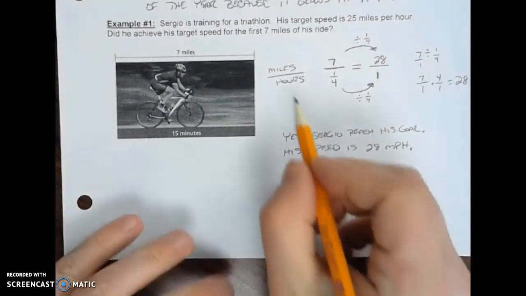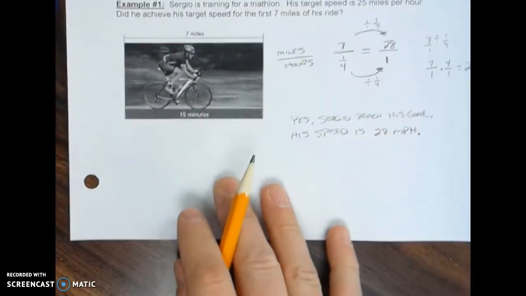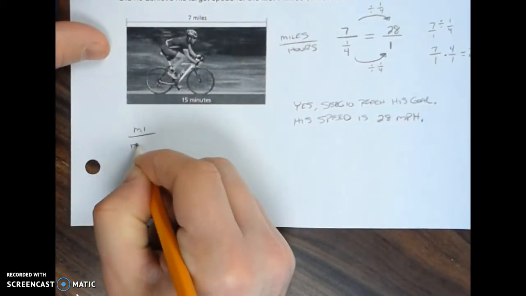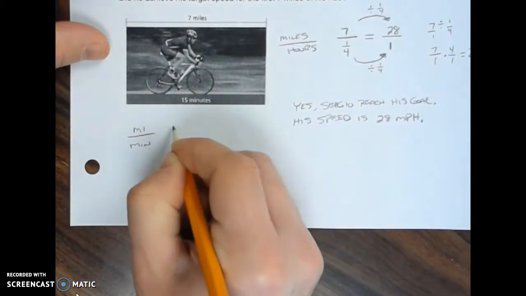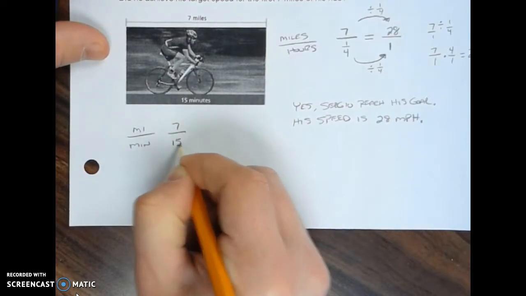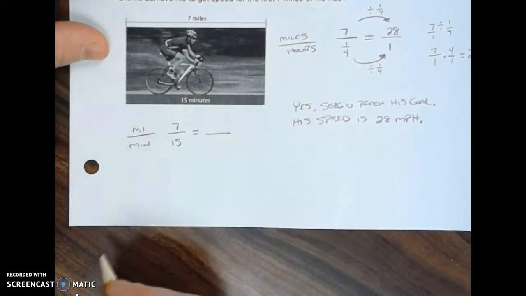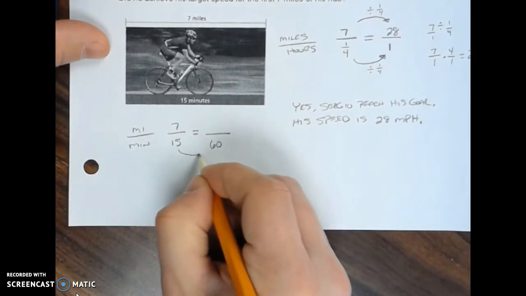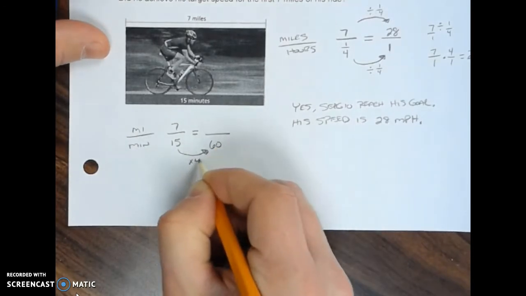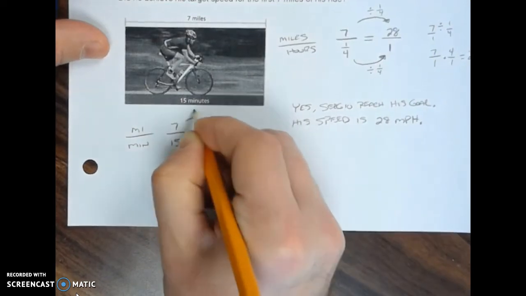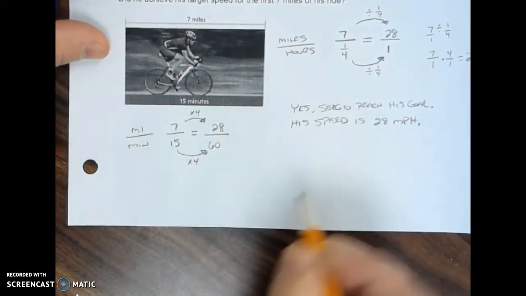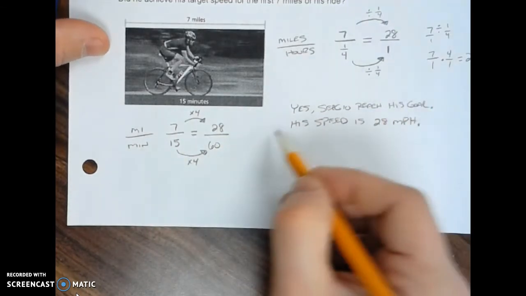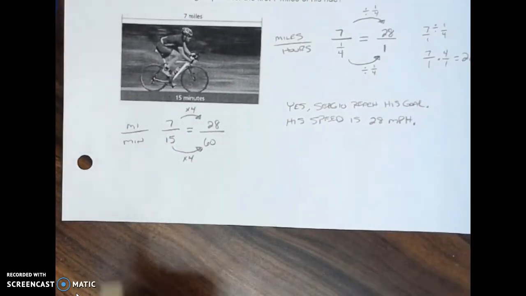Okay? Now, we didn't have to set this up as miles to hours. We could have used the units given in the picture, miles and minutes. And again, I know that he goes 7 miles in 15 minutes. And I want to know how far he can go in an hour, which I know is 60 minutes. Well, to go from 15 to 60, again, all I have to do is multiply by 4. And I know 7 times 4 is 28. So he goes 28 miles in 60 minutes or an hour, which matches the work that we did over here.